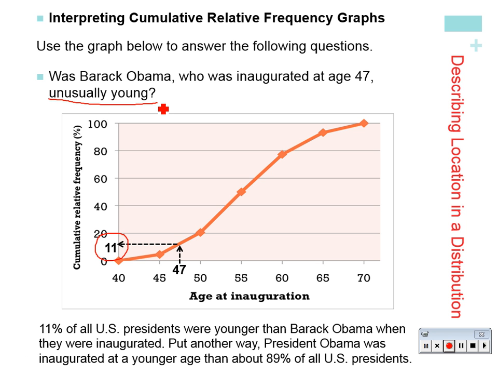So to answer this question of this whole business of unusually young, one of the things, statistically speaking, that we classify as unusual is anything that happens 5% or less of the time. So even though 11% is a pretty low percentage, and it is something that doesn't happen quite often, we really don't consider that to be unusual because it doesn't really meet this 5% threshold. So to answer this question here, would we say he's unusually young?